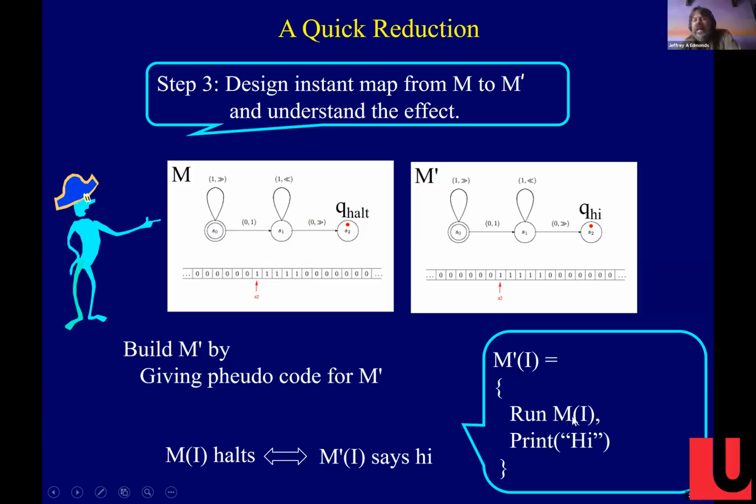And then when M finishes being on I, what does M do? When M finishes, it goes to the halt state. That's what M does when it finishes. And at that point, what do we do? Well, we don't halt at that point. Instead, we say hi. After we say hi, we can stop or not stop, I don't care, but that's what it does. It says hi. Everybody see that this is code for this Turing machine?